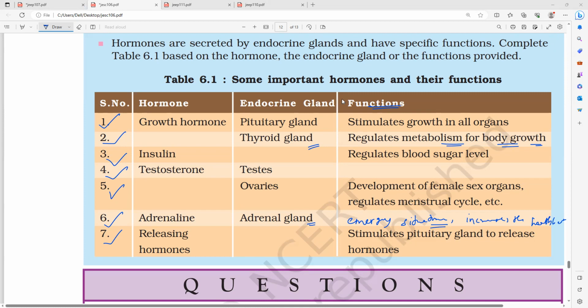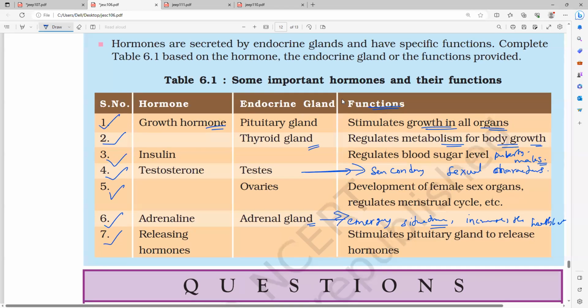Next, growth hormone. What is growth hormone, everybody? Growth hormone stimulates growth in all the organs. Next, testosterone. What is that? It is not there here. It is the development of secondary sexual characters with puberty in males. Puberty in males will be happening. So please write it and learn everything. They have not mentioned it here, but please make sure you write it every time.